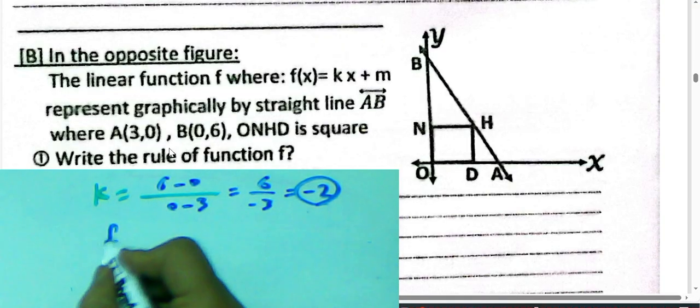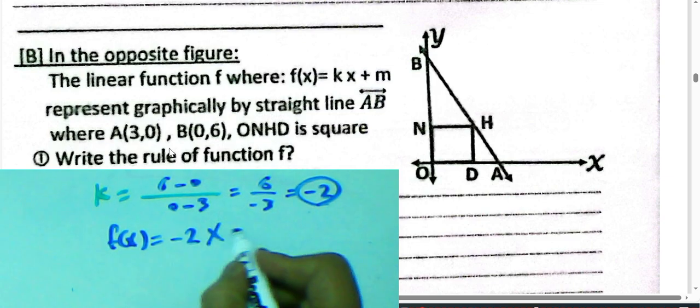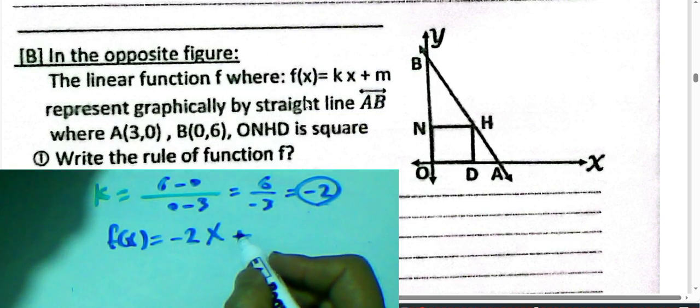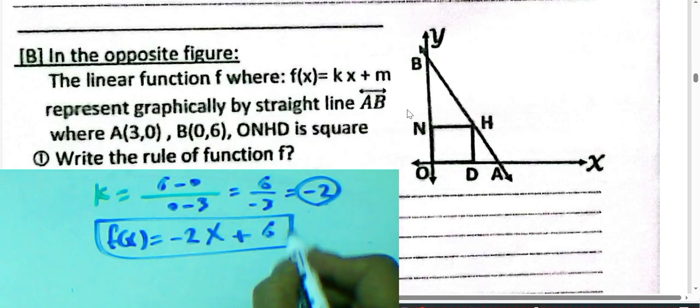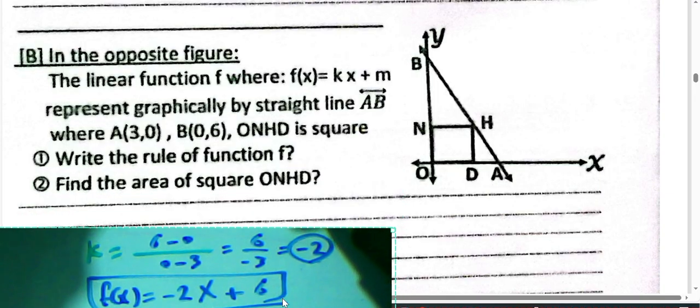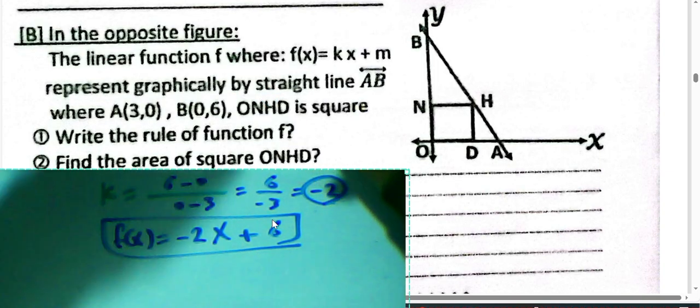Then the equation f of x will be equal to the coefficient here, negative 2, times x, and the constant part here, 6, because it tells me 0 and 6. It will be plus 6. This is the function f of x. Okay. Next, find the area of the square. To find the area of the square, we want to find the length of the square.